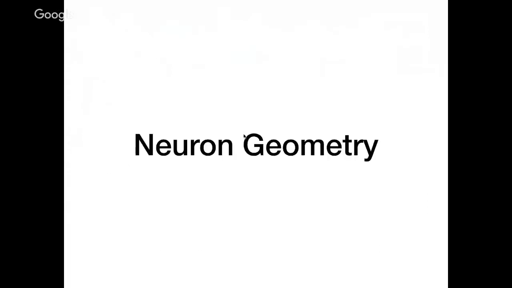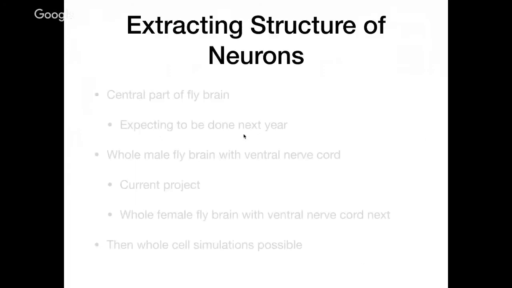Finally, one of the more exciting things about the Connectome project in terms of neuron geometry is that the central part of the fly brain is expected to be done pretty soon. That is quite exciting, because we're getting closer and closer each year to having this whole fly brain uploaded onto a computer.